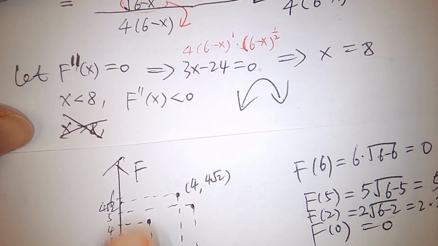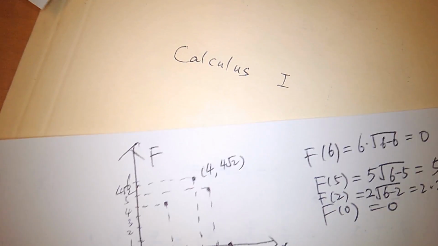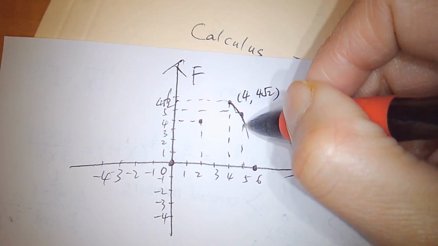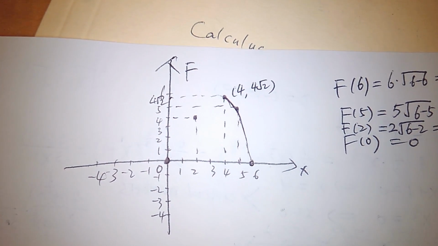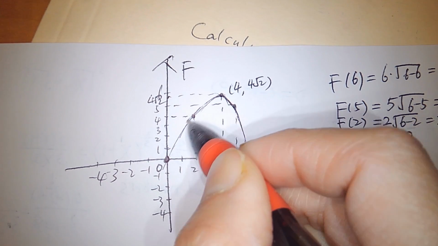The entire graph is going to be what? Concave downward, right? Now with all of these key points, can you imagine our final graph? Concave downward.